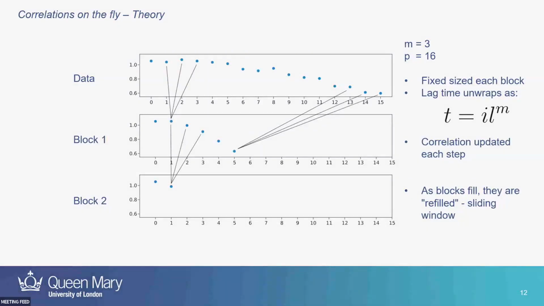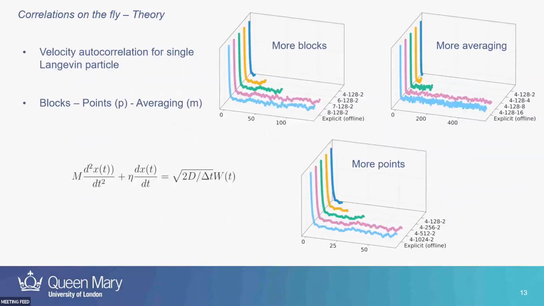So just as a schematic of what's going on, you have your signal, which is the data here. This is then averaged down, in this case, over 3 temporal values into another block, which is then further averaged as the data comes in. And what this essentially means is you have this relation here with T is I times L to the M, where M is your averaging parameter and T is your lag time in your correlation. But this is all algorithmic details.